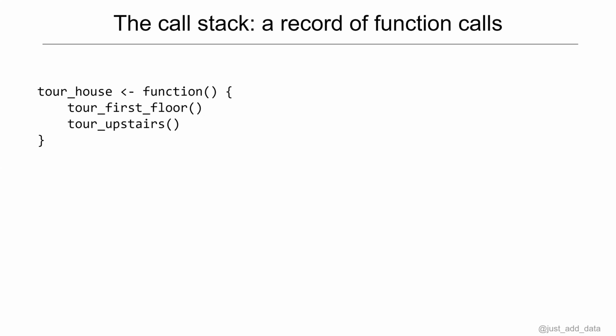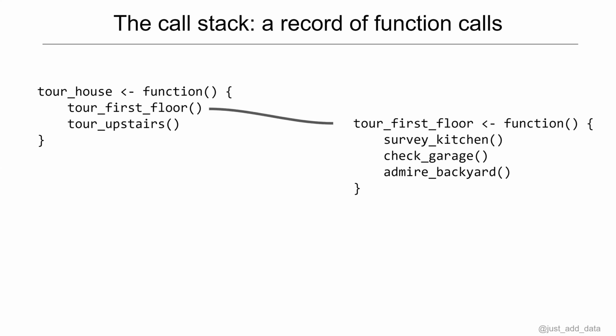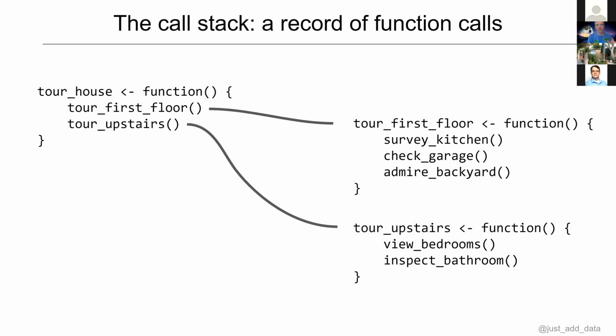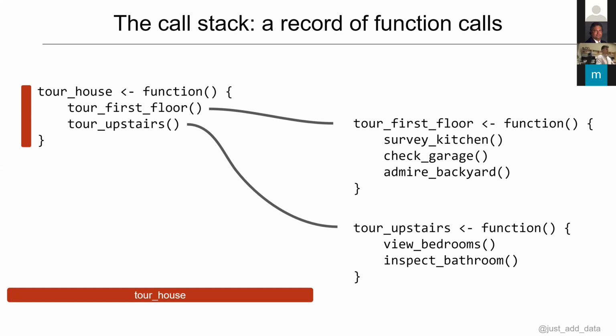So for example, when we tour the house, we might tour both the first floor and the second floor. When we tour the first floor, we might survey the kitchen and then check the garage, admire the backyard. Having done that, we move on to the second floor where we view the bathrooms, view the bedrooms and inspect the bathroom. Okay, so now let's think about how we might visualize this process.